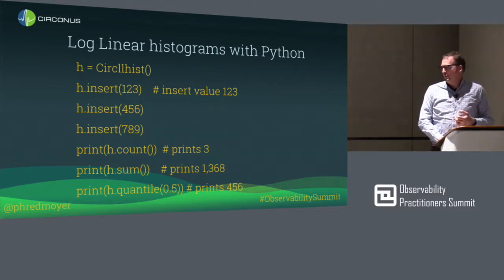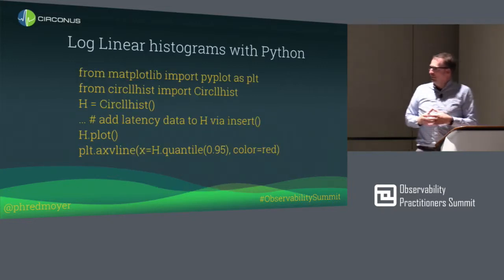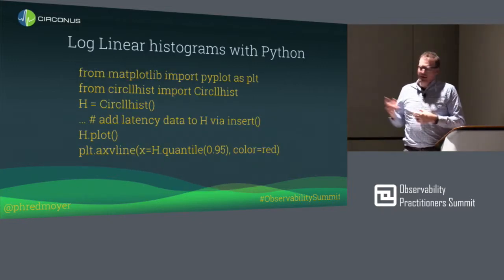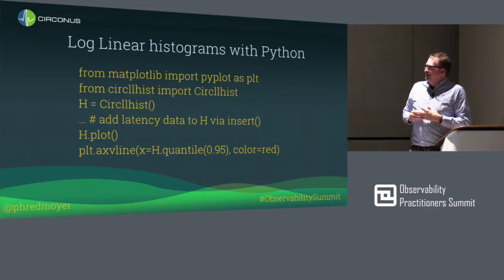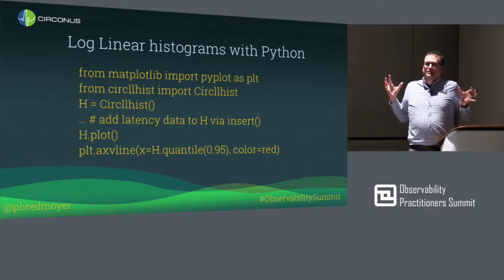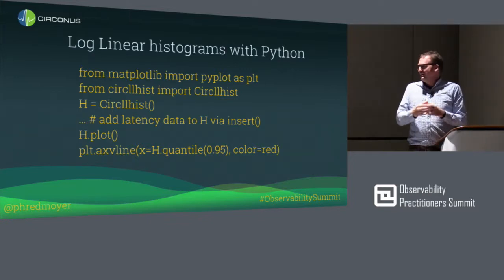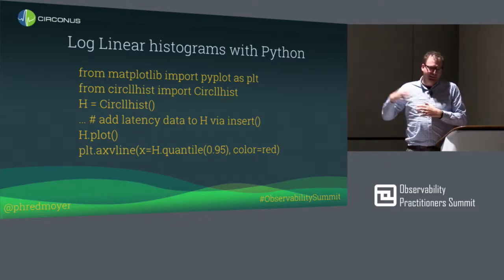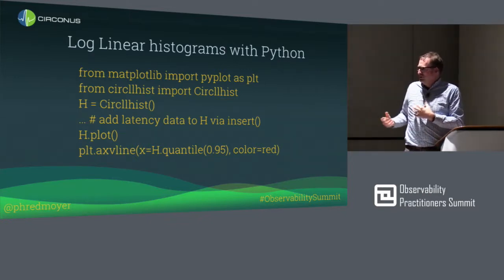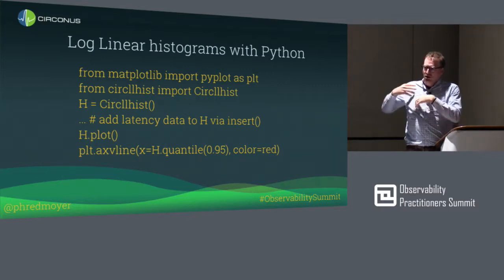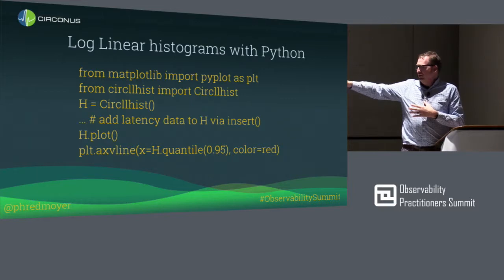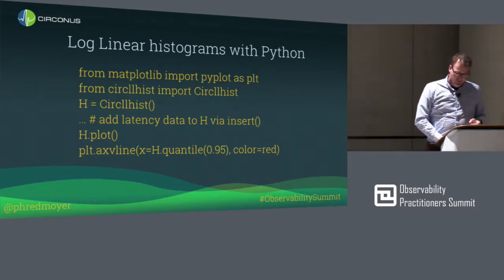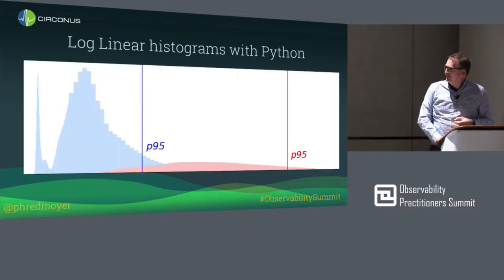And I can take it a little bit more complicated. I can pull in PyPlot. It's not GNU-plot, but that works too. And if I've got, say, 10,000 latency data points, I can go ahead and insert each of those into the histogram structure, and I can call this plot method on it. And I can also calculate my 95th percentile and overlay that. And I'll show you what that looks like.